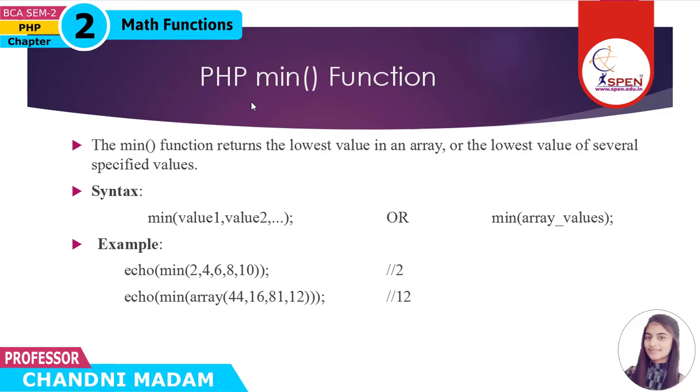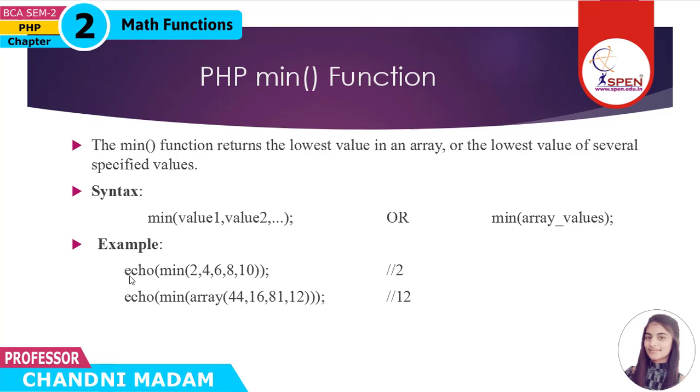Our next function is the min function. This function finds the lowest value. Two syntaxes are available. In the min function we can pass values: value 1, value 2, value 3, value n. We can also pass an array.